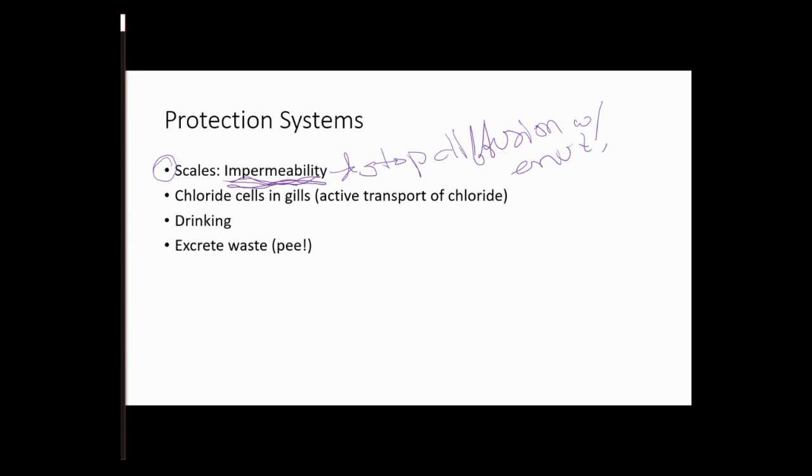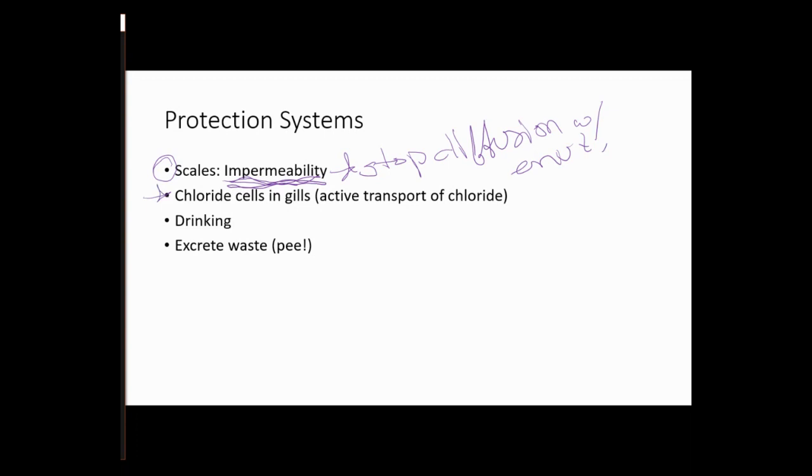Okay, pardon my handwriting. So that's a great first step. The moment we can stop that exchange from barreling towards equilibrium is one really good step for us. The next thing we see are what are called chloride cells.